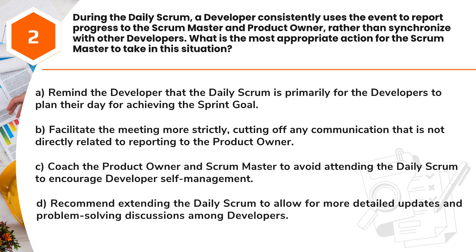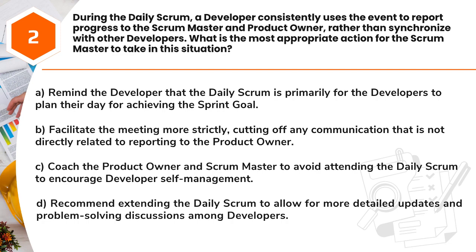Question 2. During the daily scrum, a developer consistently uses the event to report progress to the Scrum Master and product owner, rather than synchronize with other developers. What is the most appropriate action for the Scrum Master to take in this situation?